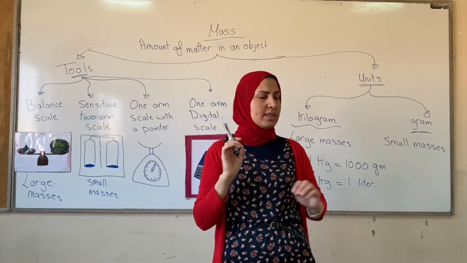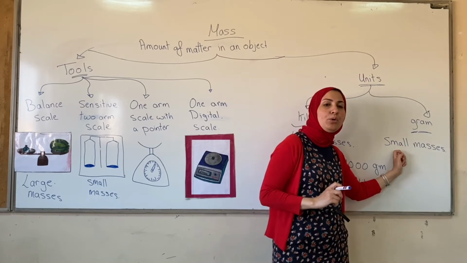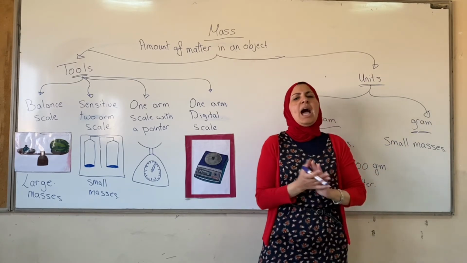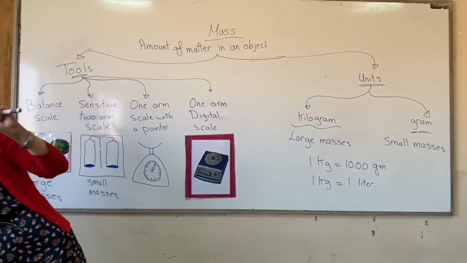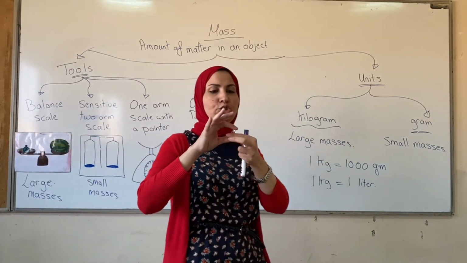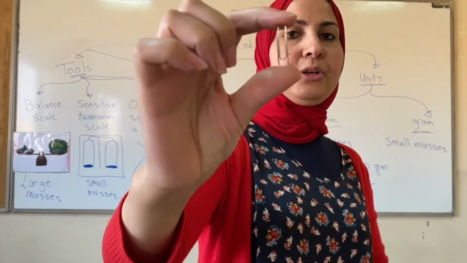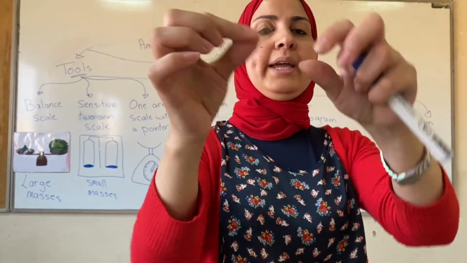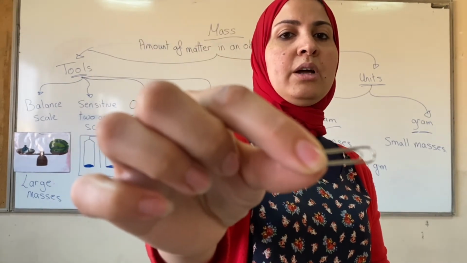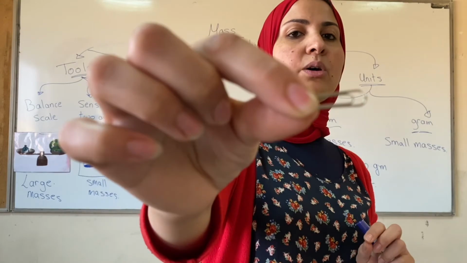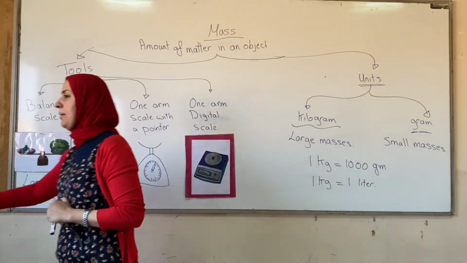Masses. Again, gram is a unit used for measuring small masses. How small? They found that 1 gram is equivalent to the mass of 1 paper clip. You know the paper clip? They found that its mass is about 1 gram. So 1 gram is equivalent to the mass of a paper clip.